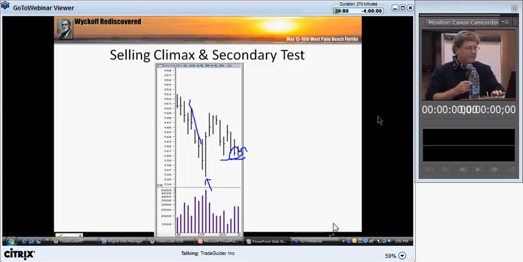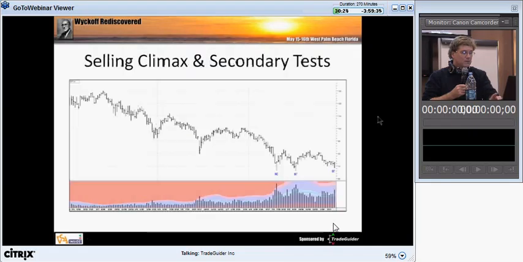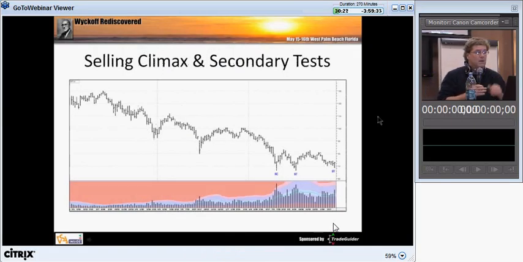So in a climax, what we need to see is the climax followed by a test. Without a test, we're not sure whether the climax is going to hold or not. But Wyckoff considered this as the end of the downtrend once it's successfully tested. Let's take a look at a couple of climaxes and secondary tests that have occurred recently.